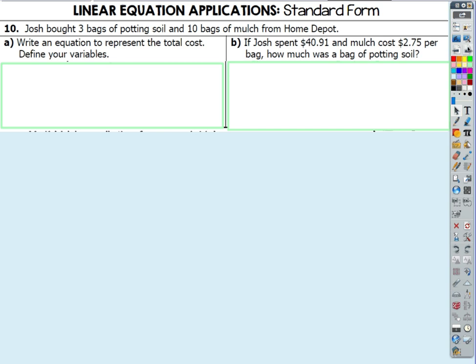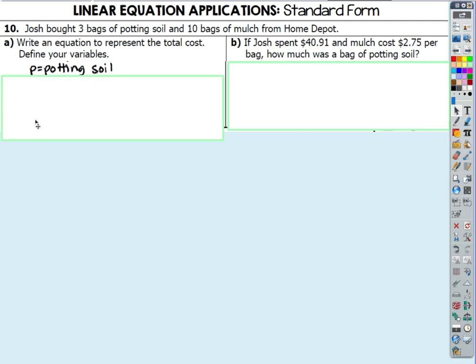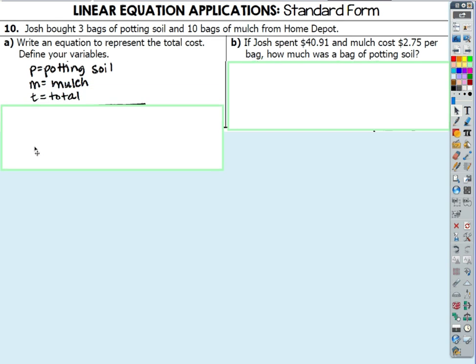The total cost. Okay, so what would our variables be? We've got to say total, like C might be total cost, or T in this case, right? T is total cost. Okay, but what do they mean by P equals potting soil and M equals mulch? P is maybe bags of potting soil and bags of mulch. Aren't those the variables, right? Yeah. Think about the ways that you could impact your final cost. What could you do? It depends on how many bags of each you buy, correct?